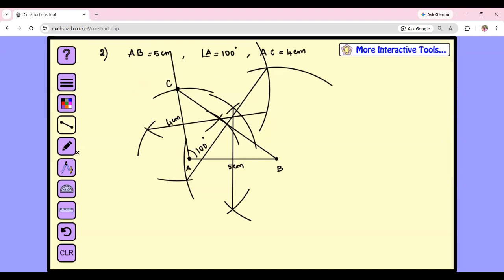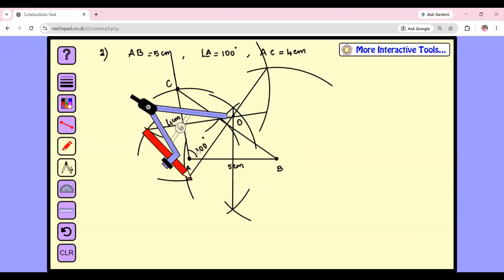Now just identify where the three perpendicular bisectors are intersecting. This is 1, 2, 3. This is my center point, where they are intersecting. Here the center is lying outside the triangle.